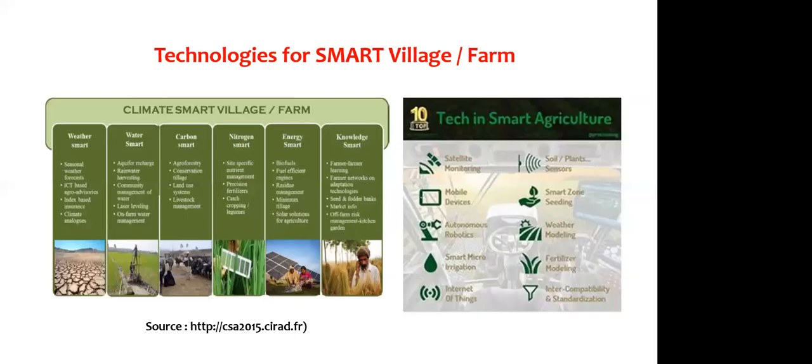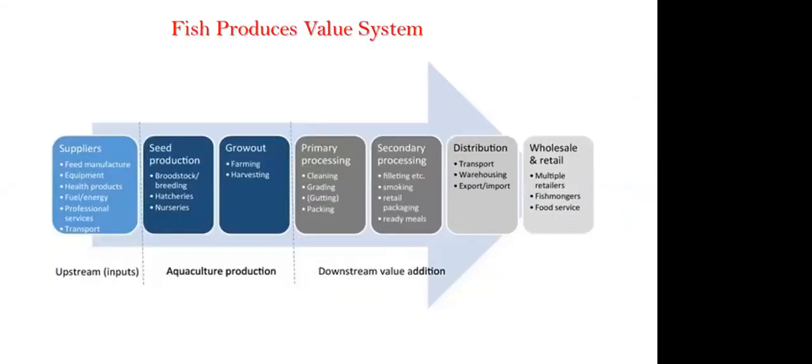One has to look at it. It's very important. Computer science can use agriculture as a use case, working on weather smart, water smart, carbon smart, nitrogen smart, energy smart, and knowledge smart. I will also give a value system. In the fisheries sector, the fish produce value system has upstream inputs, suppliers, seed production, grow out, farming and harvesting, primary processing, secondary processing, and distribution. This is another sector where blockchain technology and various other digital technologies can facilitate moving from supplier, seed production, grow out, primary processing, secondary processing, distribution, and wholesale retail.